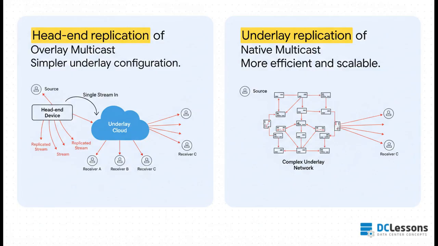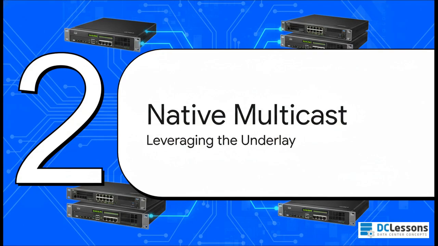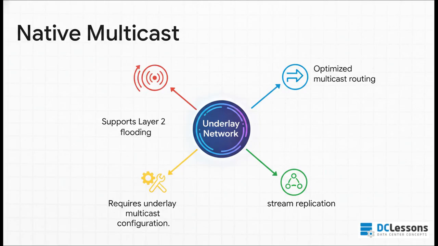Let's dig into both. All right, time for our first deep dive, native multicast. The whole idea behind this approach is to really use the power and intelligence of your physical network infrastructure, what we call the underlay. So native multicast is basically you telling your SD-Access fabric, hey, let the physical network do what it does best. You're pushing that replication job down into the core network. This means your physical routers and switches are now in charge of copying those multicast streams.